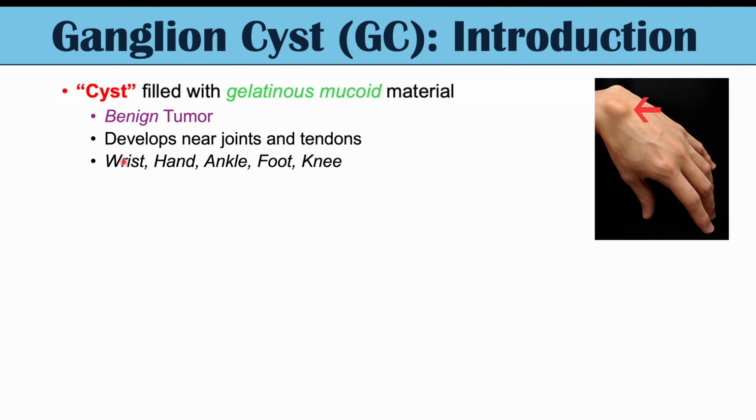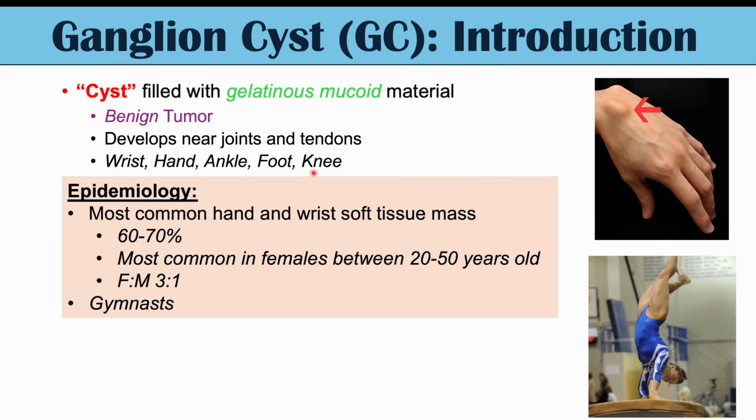Some of the most common places that they will occur include the wrists, as you can see in this image here, the hand, the ankle, foot, and knee. Now, ganglion cysts are the most common hand and wrist soft tissue mass, and they actually represent 60 to 70% of hand and wrist soft tissue masses. They're most common in females between the ages of 20 to 50 years of age, and females outnumber males 3 to 1. And we can often see these particular cysts in certain professions, including gymnasts. We'll discuss the reason why here in a moment.